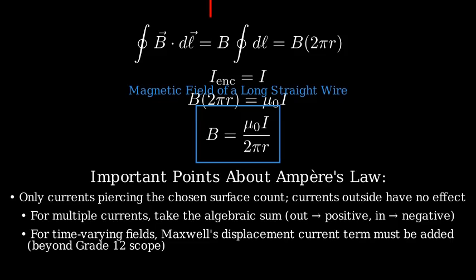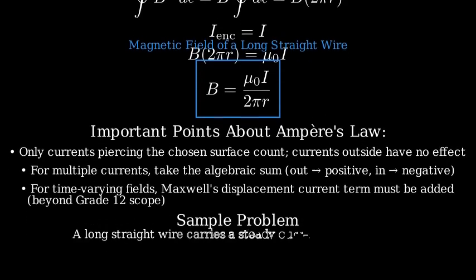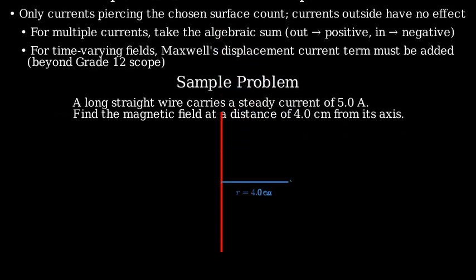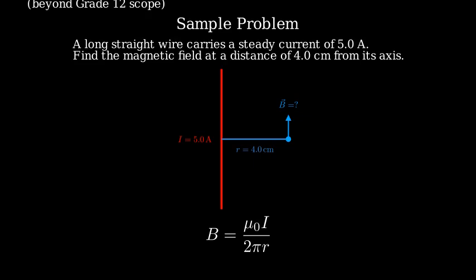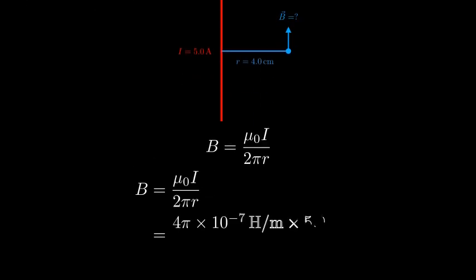Let's solve a sample problem. A long straight wire carries a steady current of 5.0 amperes. Find the magnetic field at a distance of 4.0 centimeters from its axis. We'll use the formula we derived, B equals mu naught times I divided by 2 pi r. Substituting the values, mu naught equals 4 pi times 10 to the minus 7 henries per meter, I equals 5.0 amperes, and r equals 4.0 centimeters, which is 0.04 meters.